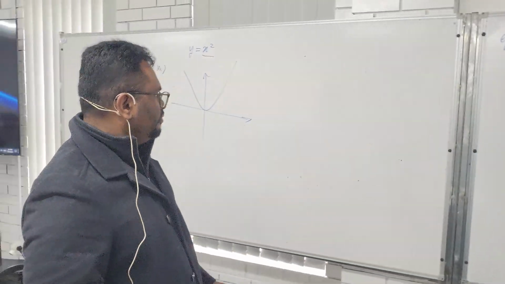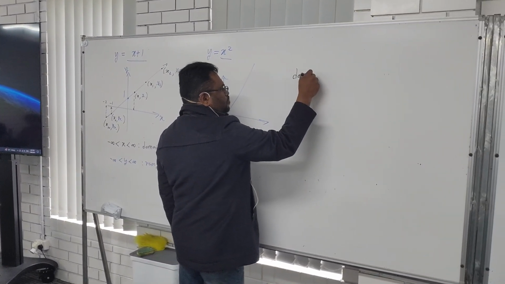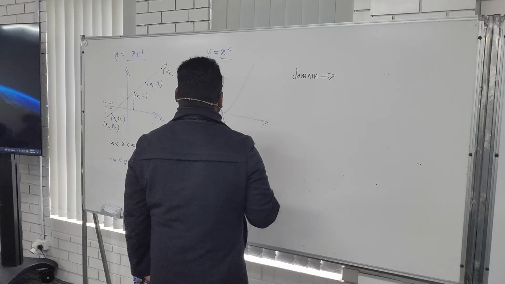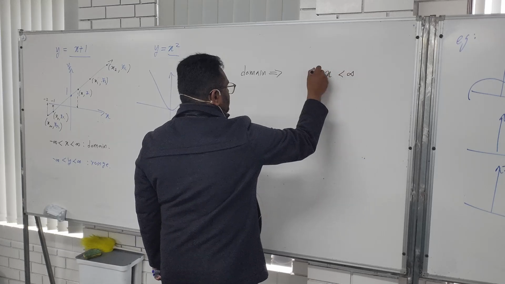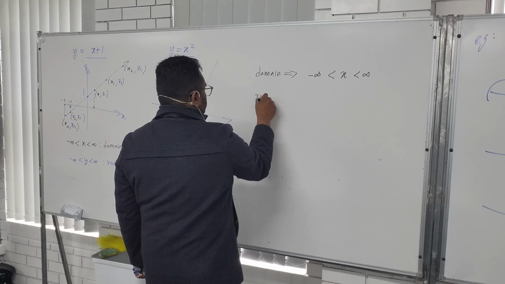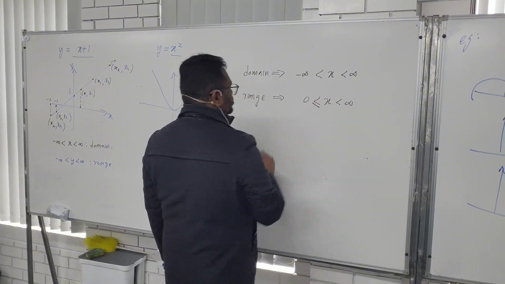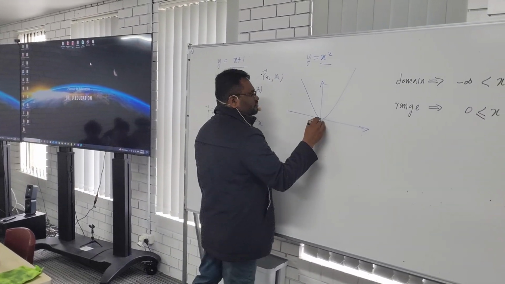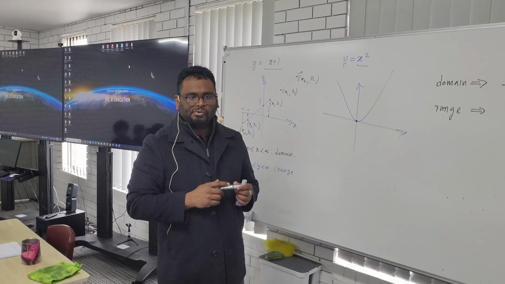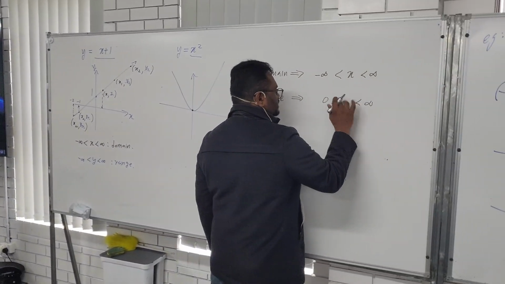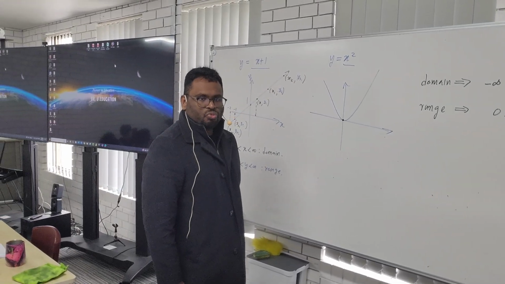For the range, it's 0 or 1. Yes, look at the answer. Domain is x less than infinity, greater than minus infinity. Range should be less than infinity, greater than or equal to 0. This curve is going to touch 0. Got it? So that is the domain and the range.